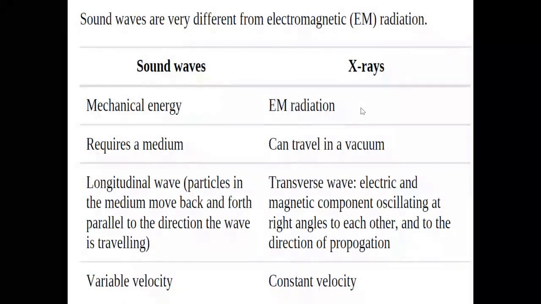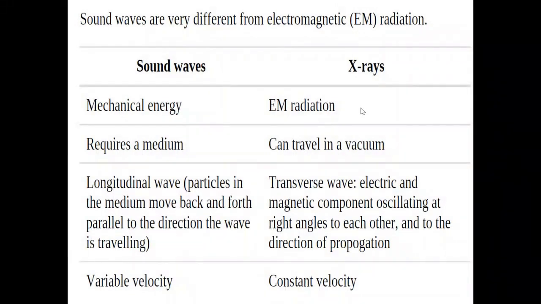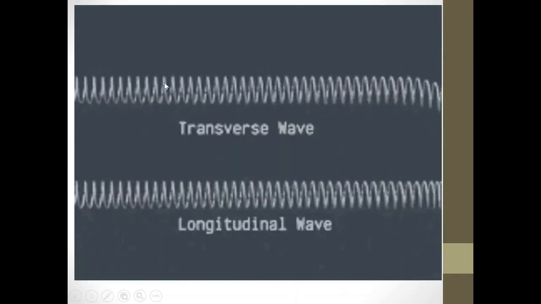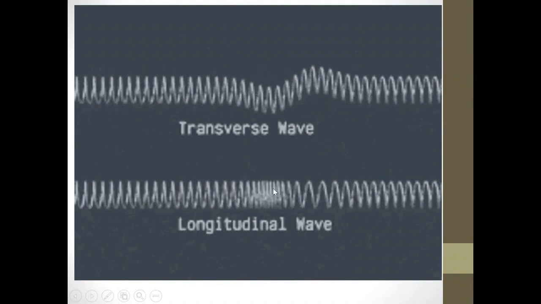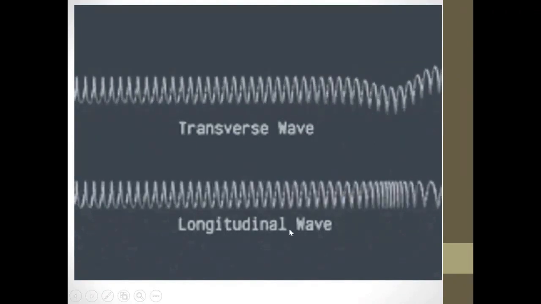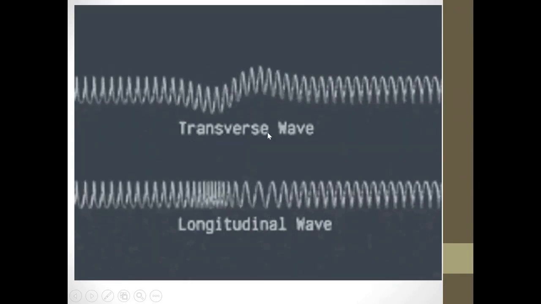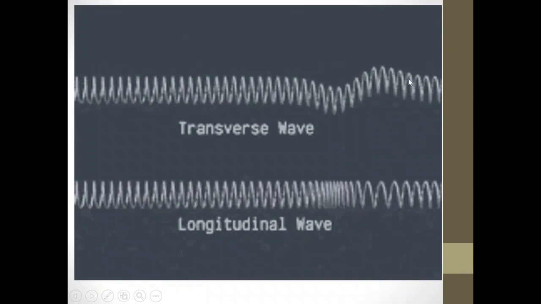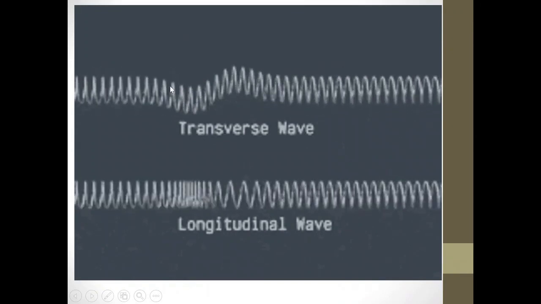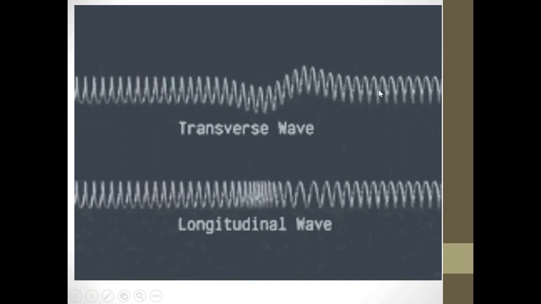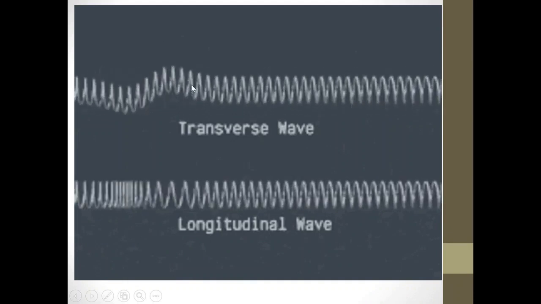Let's look at the shape of X-rays and sound waves. Here, X-rays are called transverse waves, while ultrasound waves are called longitudinal waves. What do you notice? You can see that in the transverse wave, the shape of the wave is like a sine wave as it moves in a direction. If you notice here, in a transverse wave, there are two things happening. The wave is going up and down.